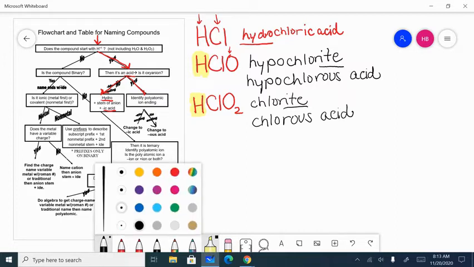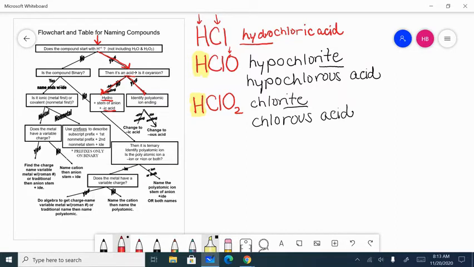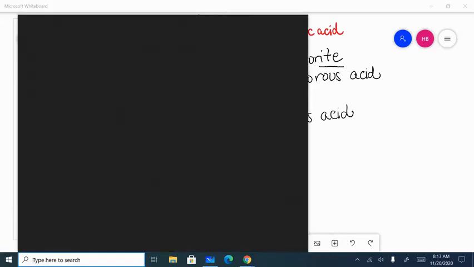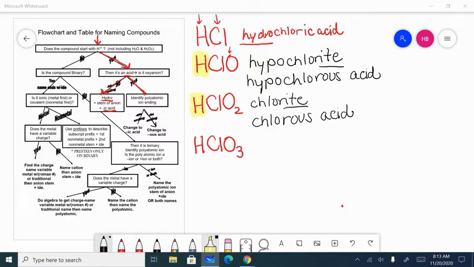Let's do the next in this series, which would be HClO3. Remember, chlorine is on the outside, so ClO3 is chlorate. That's the most common polyatomic ion in this series. So this is chlorate. Now we have an ATE polyatomic ion ending. So let's go on the ATE. It says change the ending. So we're going to change that ATE to IC acid. So this is chloric acid.